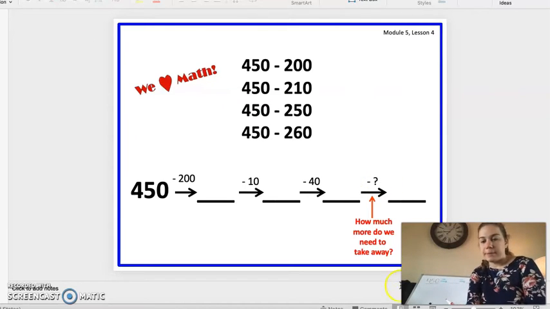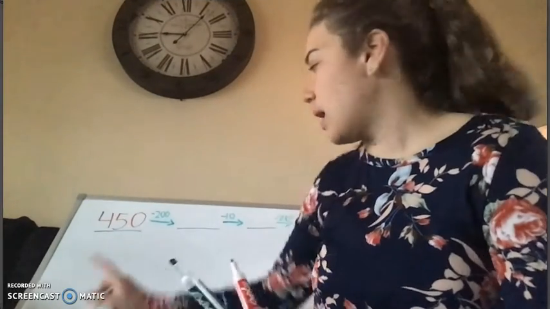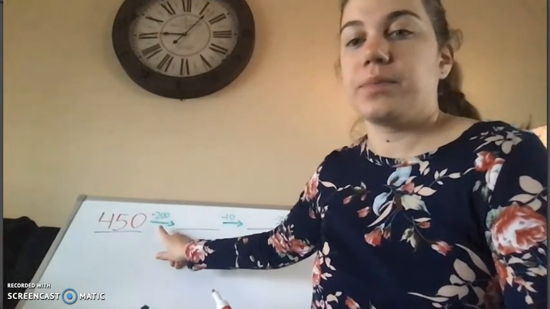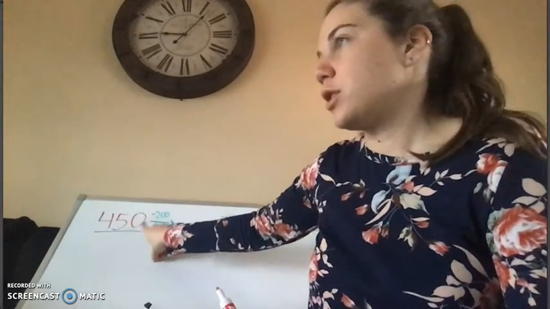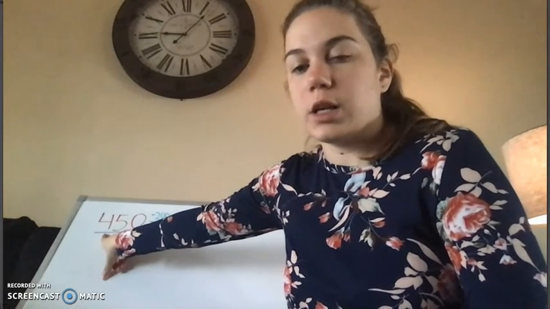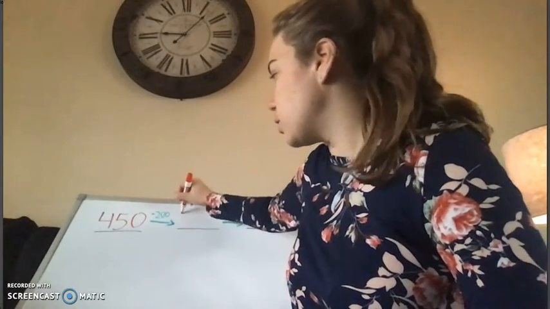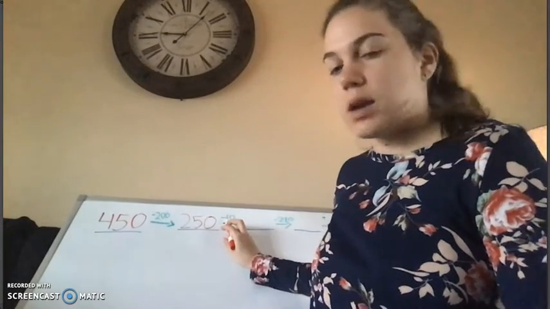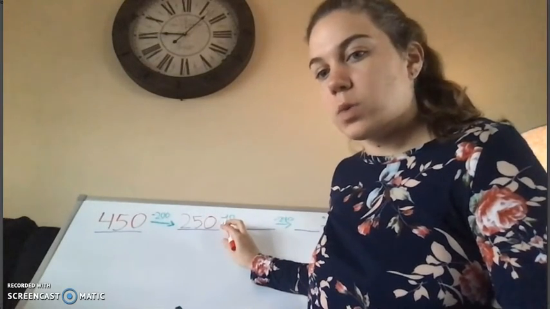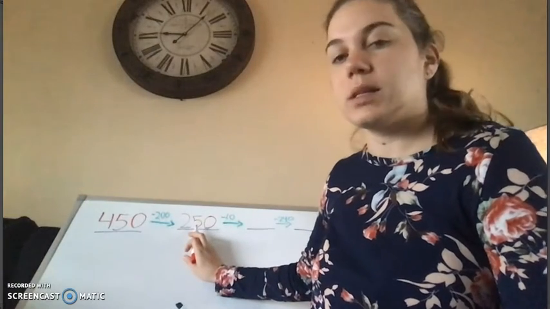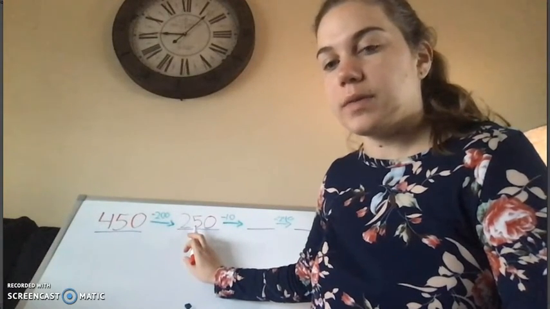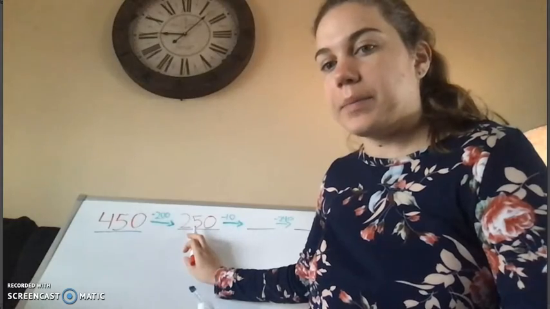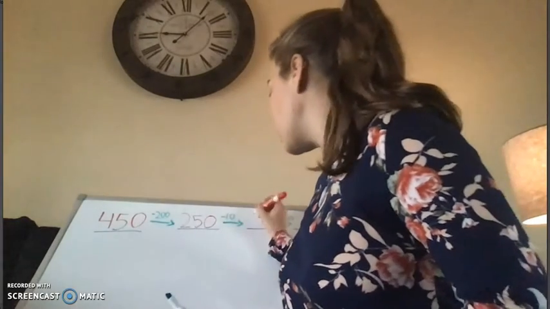So on my board back here, I have 450 minus 200. So remember, when you're taking away 200, you're taking away 2 from the 100s place. So if we took 2 from the 100s place, what's our answer going to be? Good, 250. Now we need to take away 10. So you're taking 1 from the 10s place. So if we take 1 away from 250, what do we get? Good, 240.